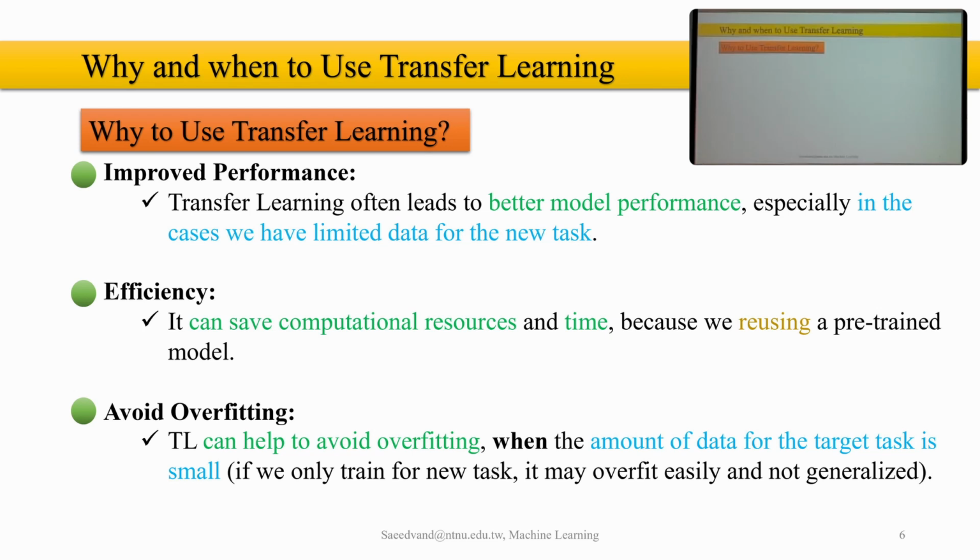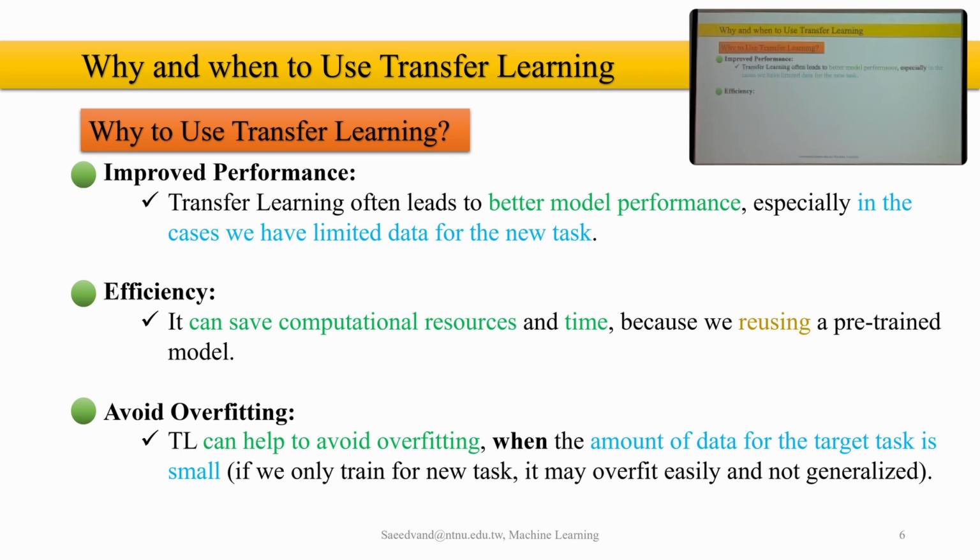Now if we answered when, if we want to answer why use transfer learning, I think it should be very clear for you. First of all, improving performance. Transfer learning can generally give better model performance. When you converge your model, at the end of convergence, you see that it converges not only faster, but also most likely converges better. Especially if you have limited data for new tasks, this can be much more visible.